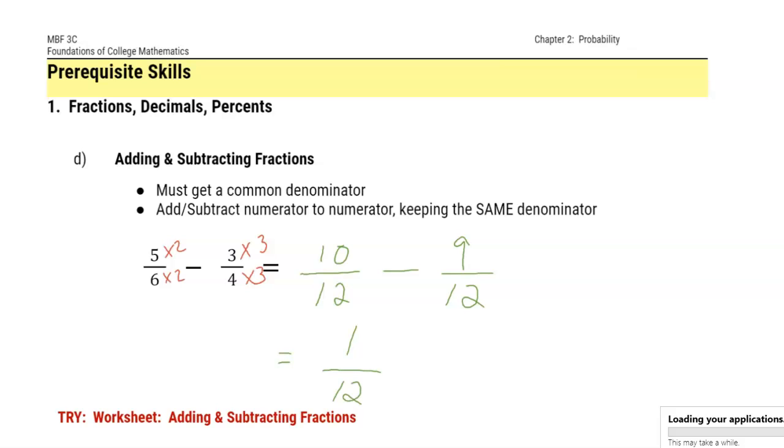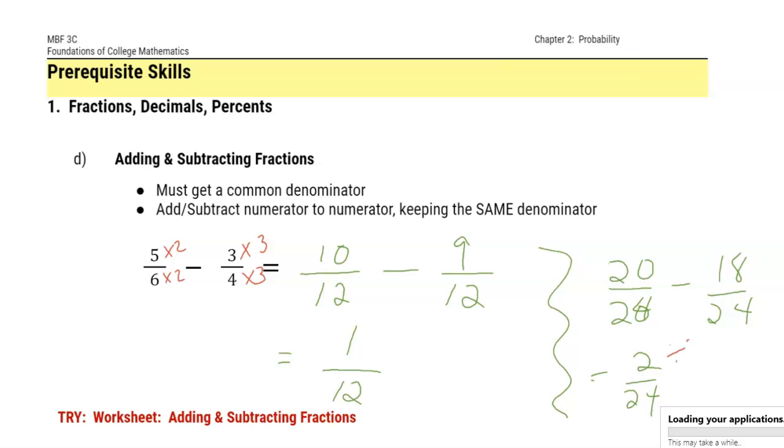Now, if you by chance instead had 24, your work would have looked like this. It would have been 20 over 24 minus 18 over 24. And then you would have ended up with 2 out of 24. And hopefully you would recognize that that's a fraction that can be reduced to lower terms.